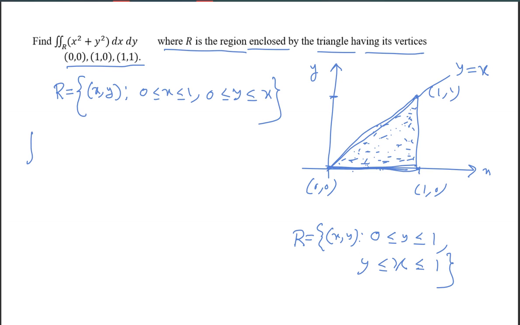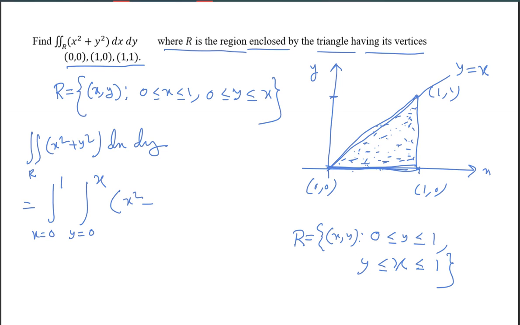Now what you need to do, you can write the integration over R of x square plus y square dx dy, that will be equal to what? Region R is subdivided with x from 0 to 1, y from 0 to x, of x square plus y square dx dy.